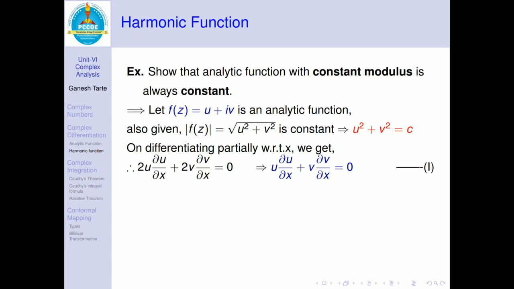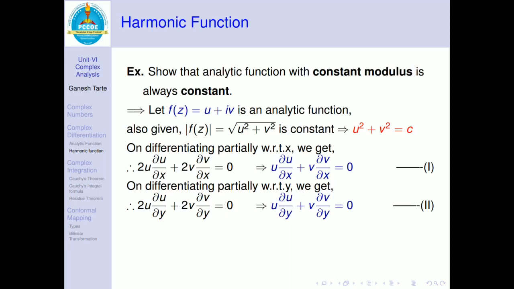On the same line, differentiating partially with respect to y, we get u ∂u/∂y plus v ∂v/∂y is equal to 0.